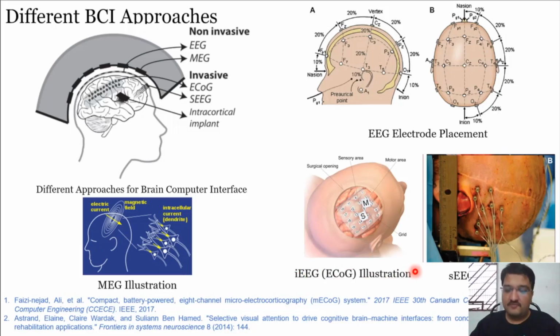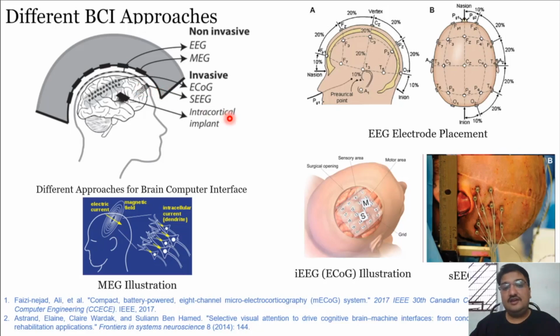If we go further deeper inside the brain to take recordings, there is something called SEEG, which stands for stereo EEG, or stereotactic EEG. Here, this kind of incision is made inside your head, and electrodes are placed even deeper. It will be somewhere around here, as you can see.